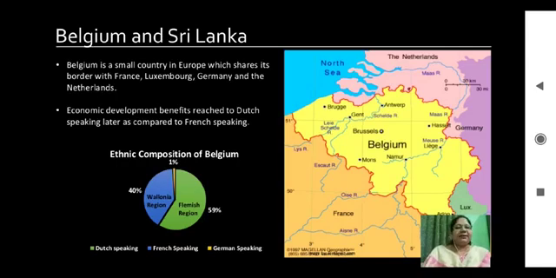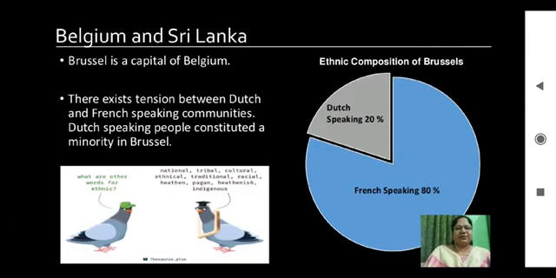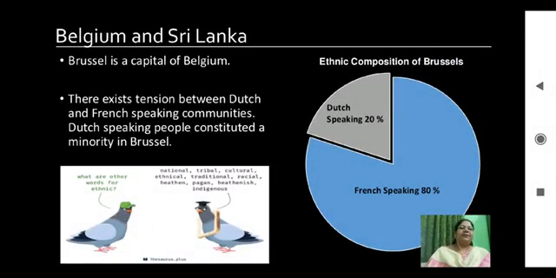To explain that further, there is an acute case which happens in Brussels, children. Brussels is the capital of Belgium, and we can again see a pie diagram on our screen now. In Brussels, the entire situation flips over. It just reverses. The community which was in majority in Belgium is in minority in Brussels. See, Dutch speaking people are only 20%. So of the entire population of Brussels, 20% of people speak only Dutch. And the remaining majority, overpowering majority, is the French speaking community, that is 80%.